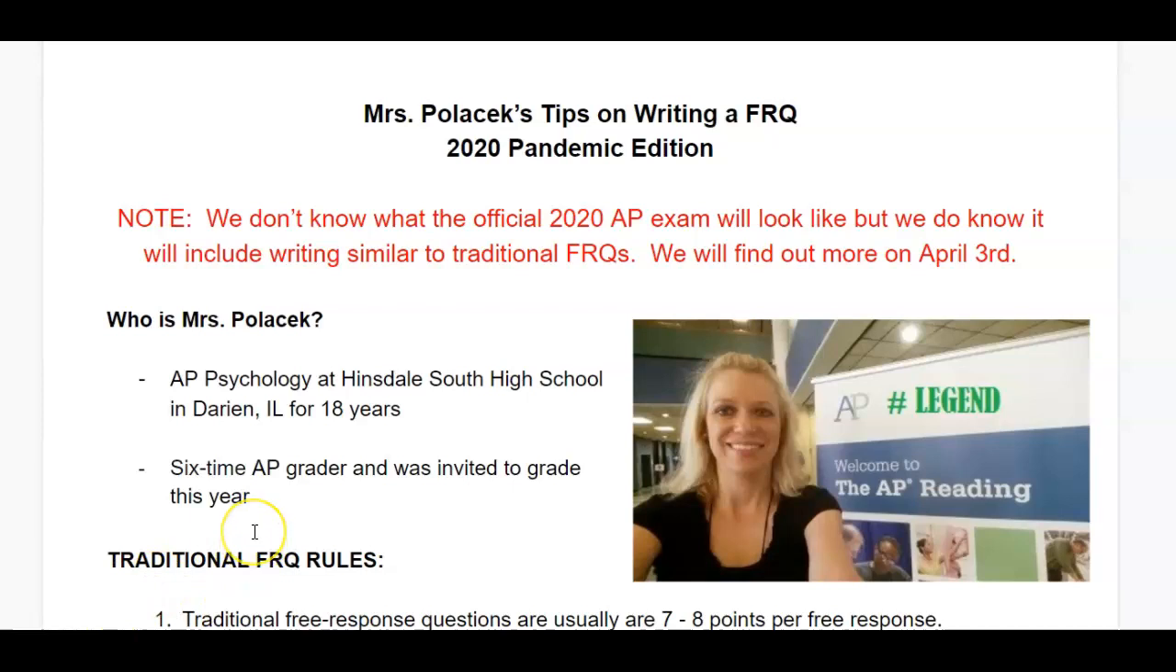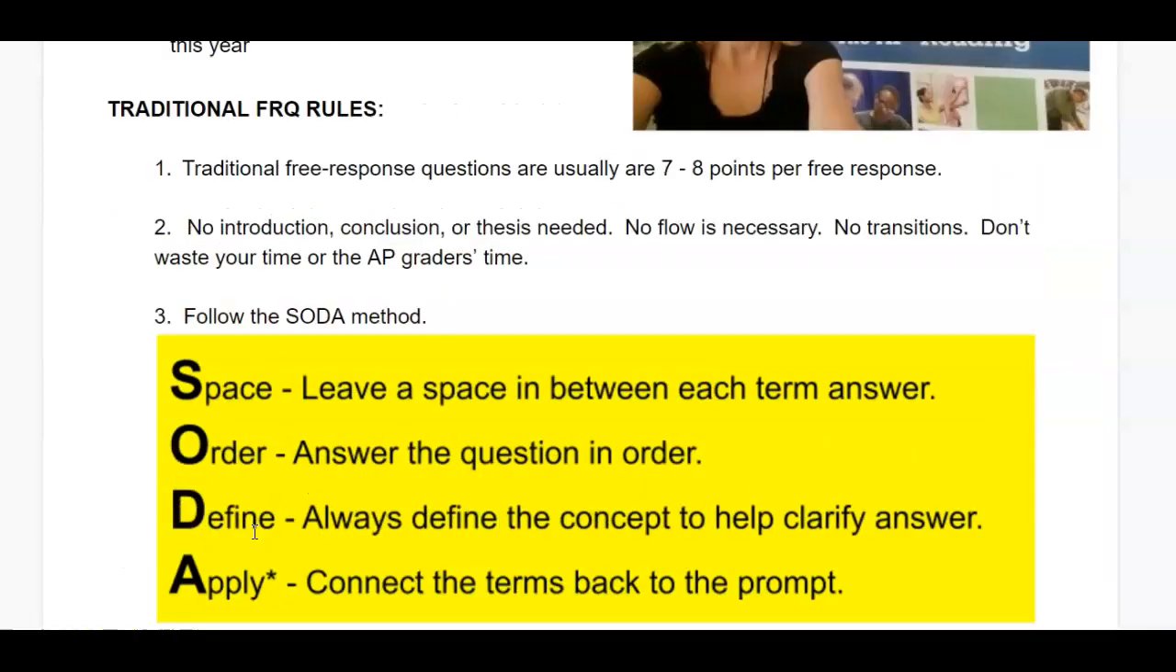So a couple of things about traditional free response rules. We don't know a lot at this point, but we do know there's going to be some sort of writing on this year's AP exam, and it's most likely going to mirror what a traditional free response is. What you see here are my traditional free response rules that I believe will be applied to the 2020 AP exam. The traditional free response is about 7 to 8 points per free response, and usually there's two. Again, we don't know what's coming up. We'll find out on April 3rd. But this is going to be the traditional rules.